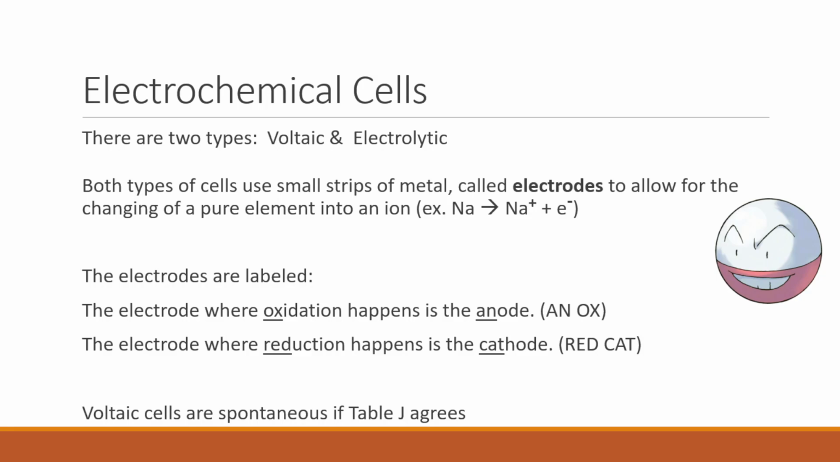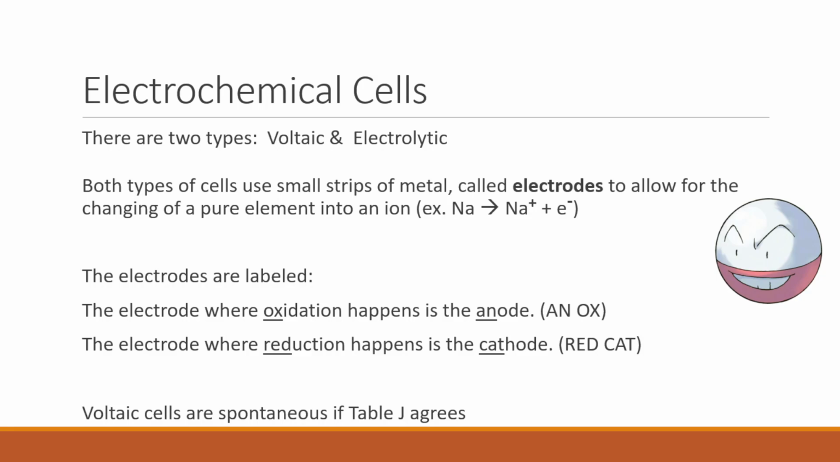Both types of cells use electrodes, and they're two pieces of metal, solid pieces of metal that allow for the changing of a pure element into an ion or an ion into a pure element.